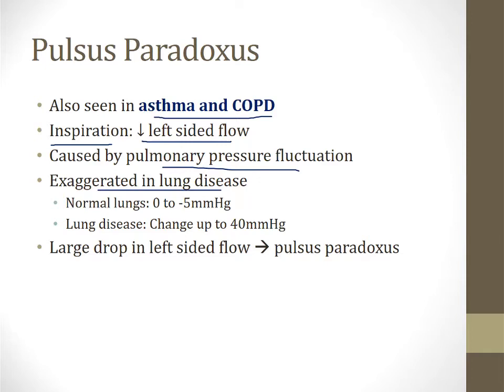So for example, in a normal patient, the pulmonary pressures only change from about 0 to minus 5 millimeters when you take in a breath. In patients with lung diseases, the change can be up to 40 millimeters, and for this reason, there can be a large drop in left-sided flow, and this leads to pulsus paradoxus, the same finding you see in tamponade, but via a totally different mechanism.